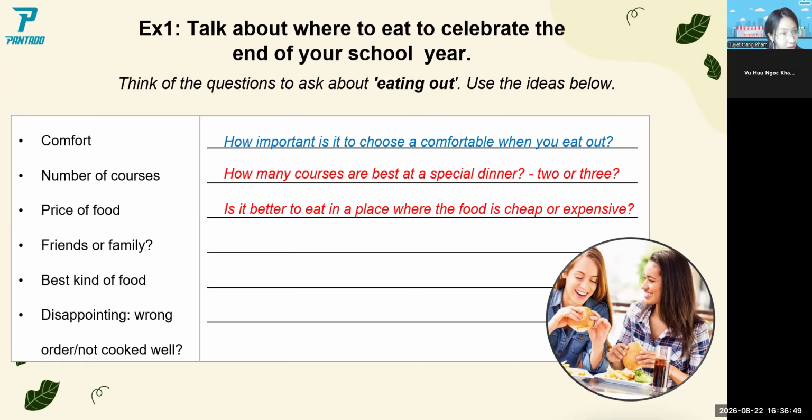Is it better to eat out with friends or family? Now, is it better to invite friends or family to eat out or both? Okay. How about best kind of food?